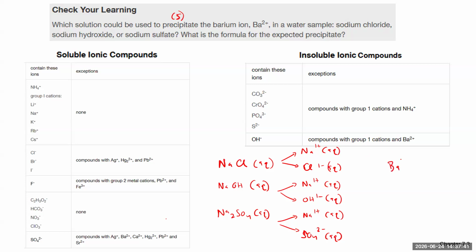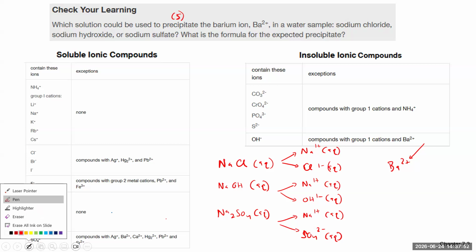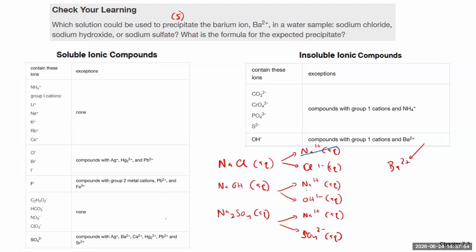Now check this out. Barium, what charge is barium? Well, it's a plus. Pluses will not bind to any other plus, so we can already rule out sodium because sodium is positively charged. You can't bond to barium. This cannot bond to barium. Right? So we rule those out. So all we're going to do now is look at these and see if it's compatible with barium to make a solid.